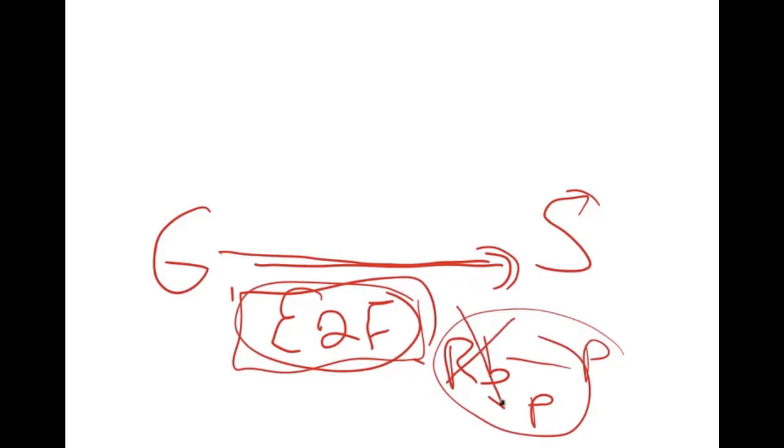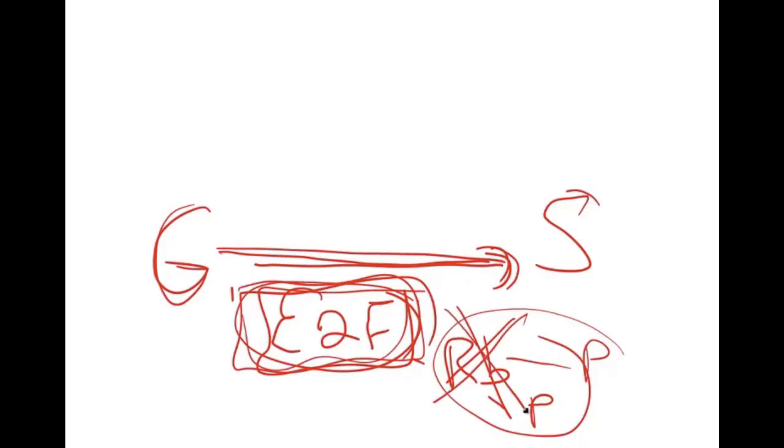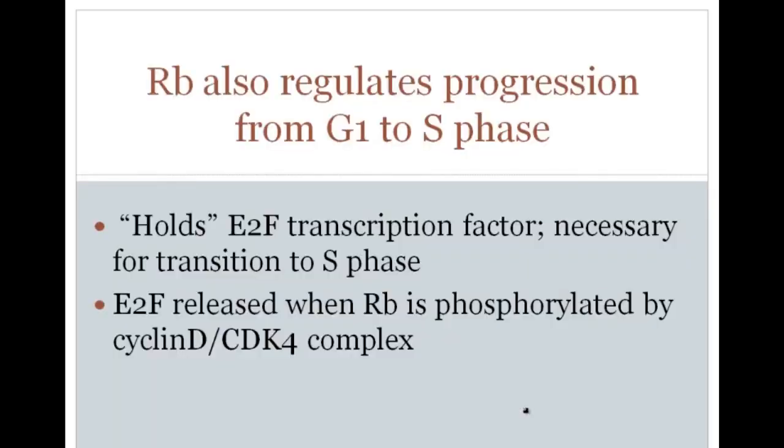Now, if there's a mutation in retinoblastoma, then E2F is free, and the free E2F will allow cells to easily go from the G1 to the S phase, and that will then result in the formation of a tumor. So this is why loss of retinoblastoma results in the formation of tumor. So let's go back and read.